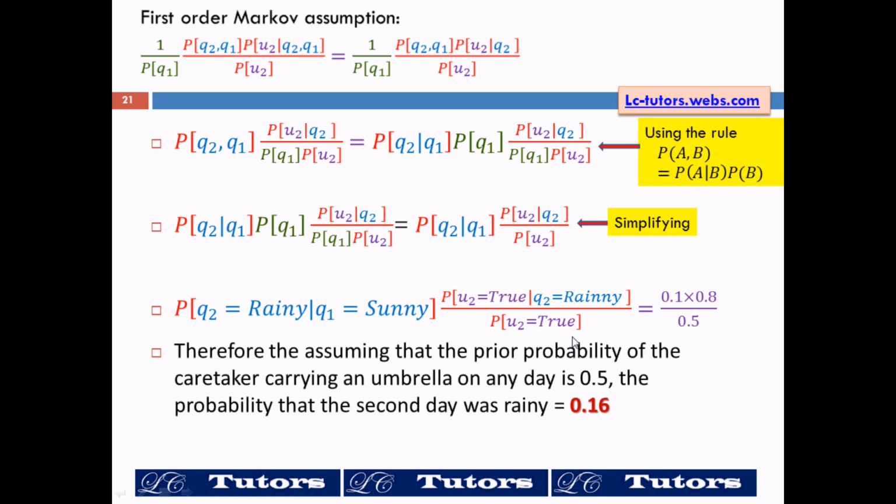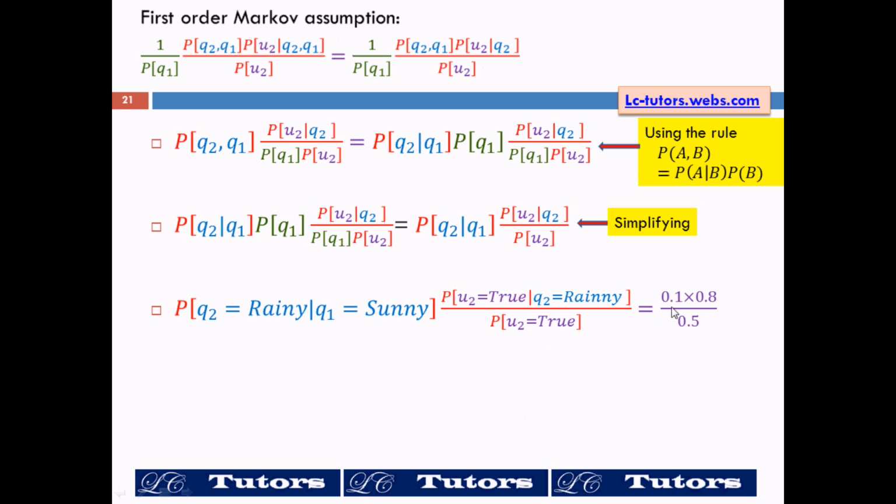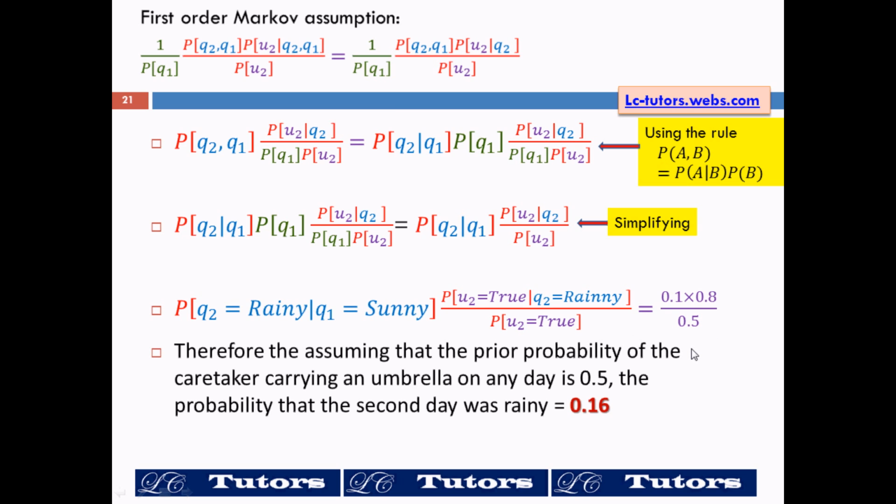So this is what we stopped at. This is 0.1 times 0.8 divided by 0.5. This is actually given. That means if you observe a true event, we have a 0.5 probability, it can be either true or false. Okay, so finally we get the answer. Therefore, assuming that the prior probability of the caretaker carrying an umbrella on any day is 0.5, the probability that the second day was rainy is 0.16.